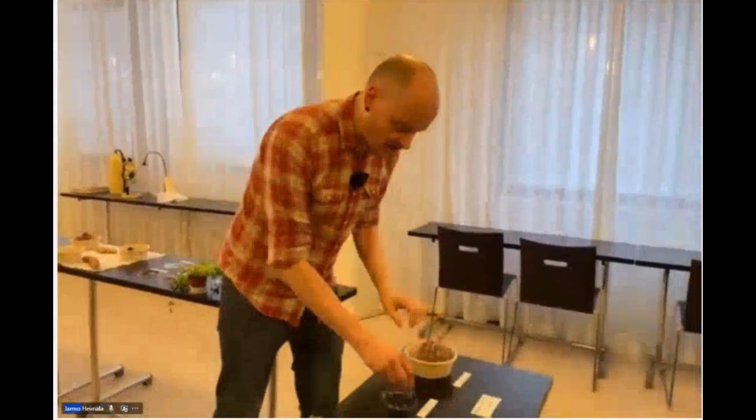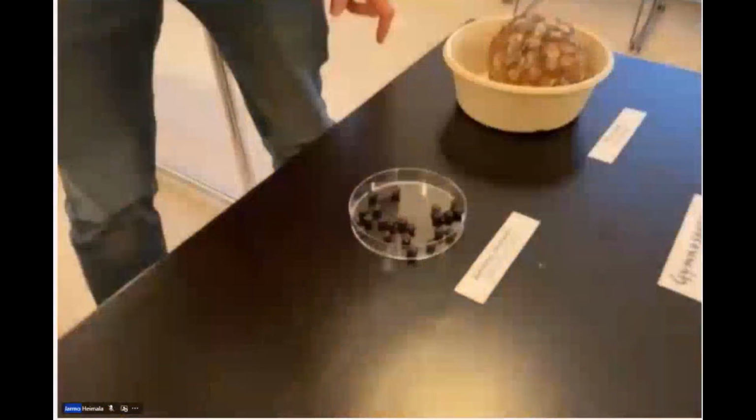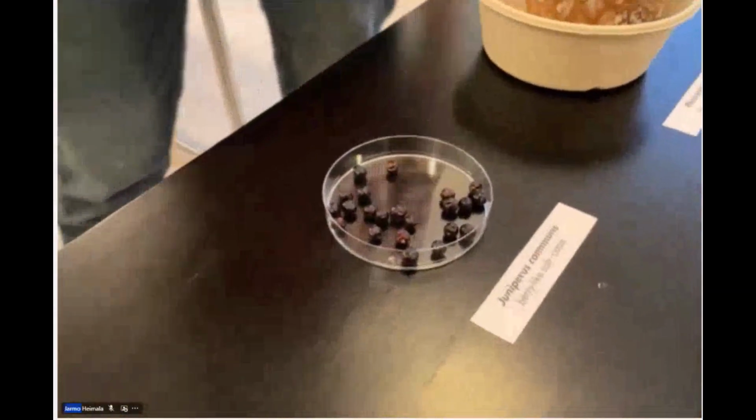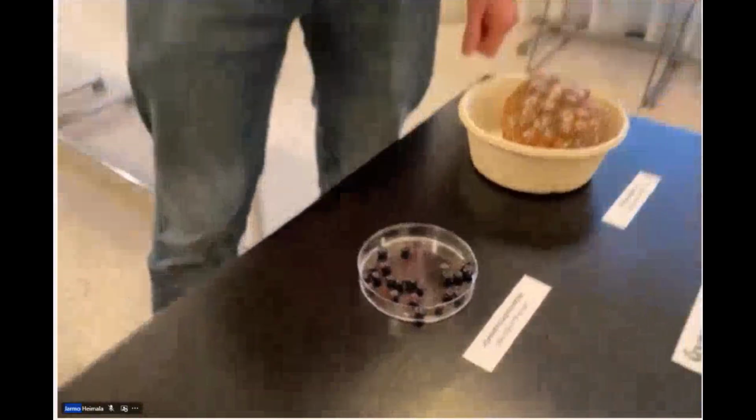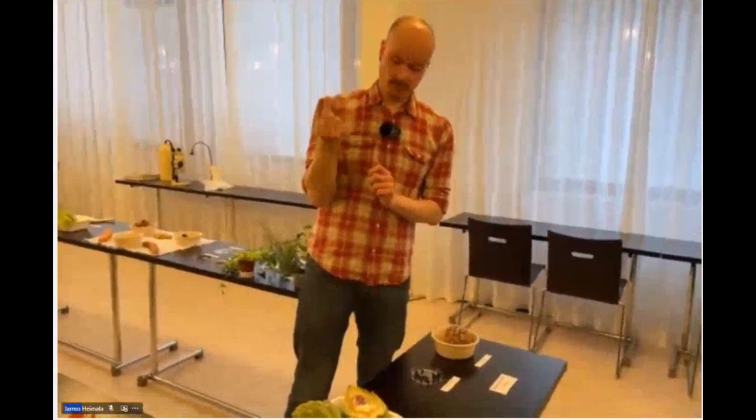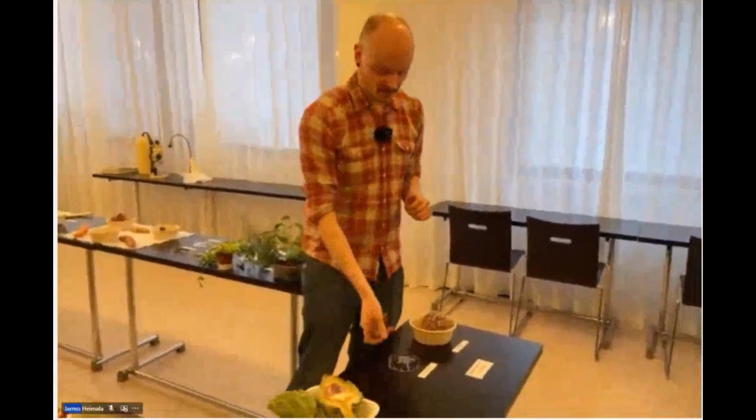And this is a juniper berry, but it's not a berry. It's even less berry than a strawberry, because these are also cones, but all the scales are fused together and become soft. You might think it's a berry, but it's not.